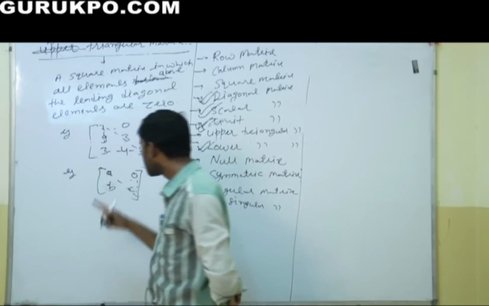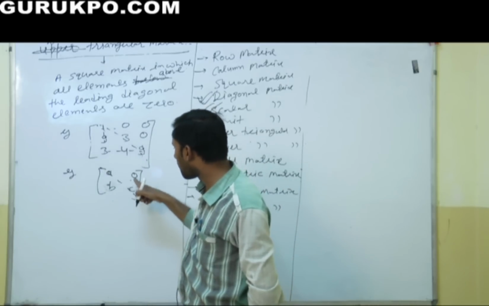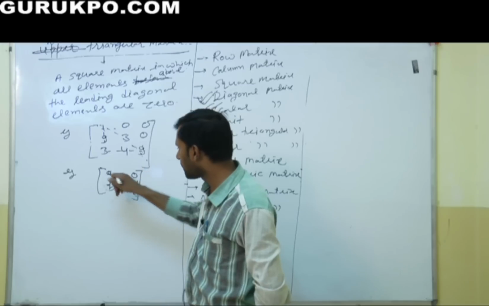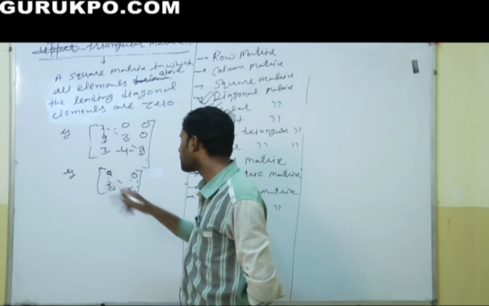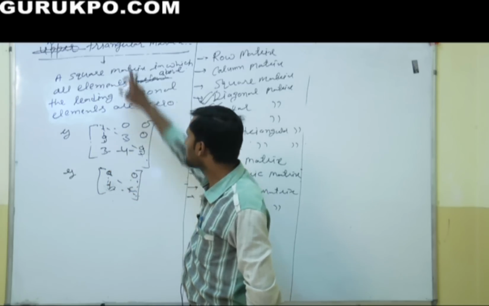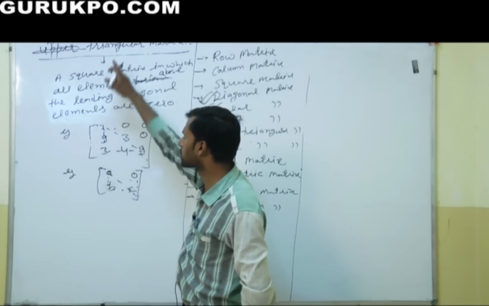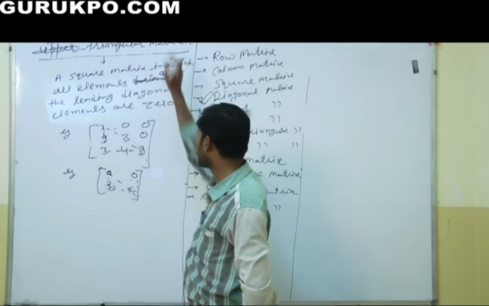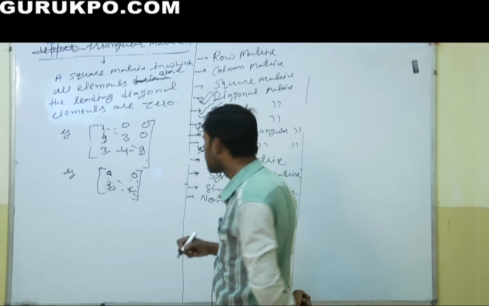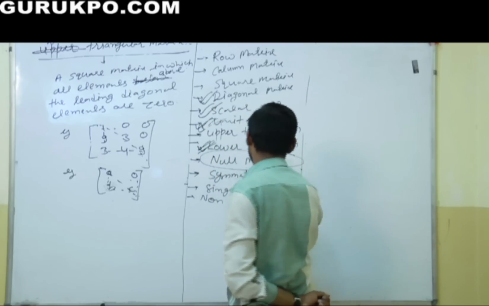Now what happens? The elements which are above the leading diagonal are 0, and here is a triangle in the lower direction. Triangular in the lower direction, so it is known as a lower triangular matrix. Getting my point?